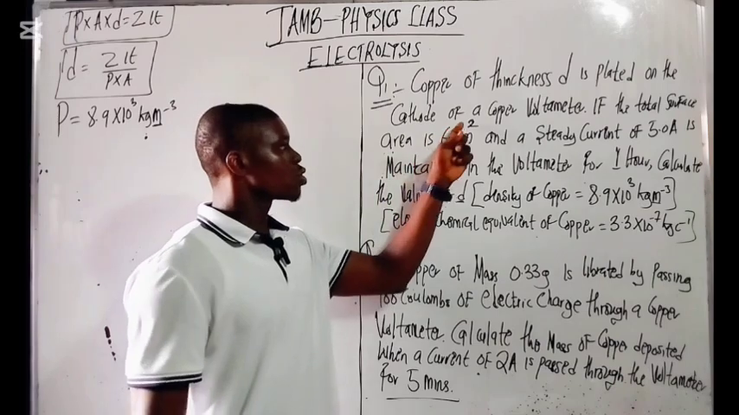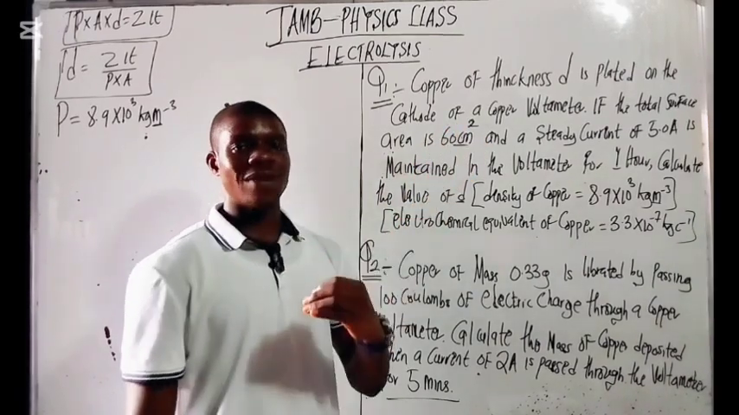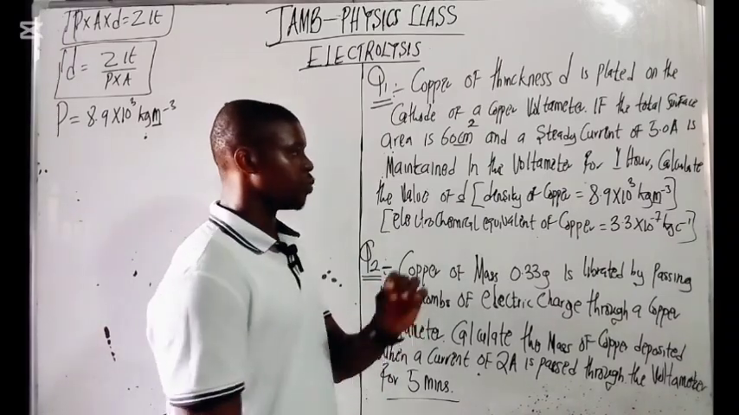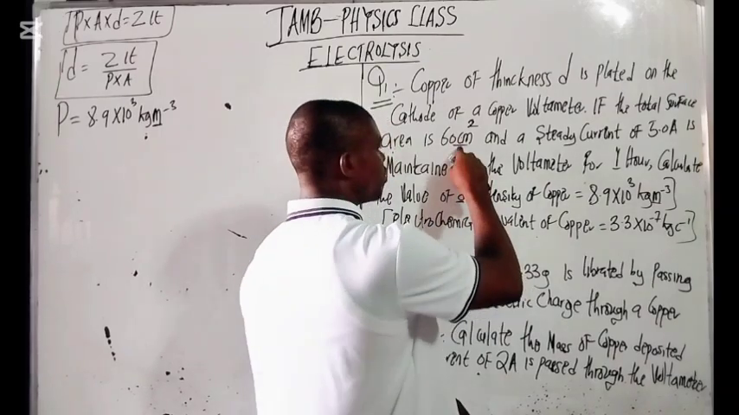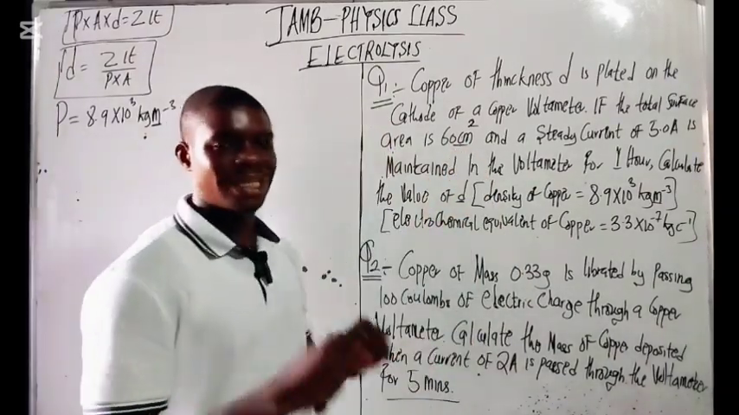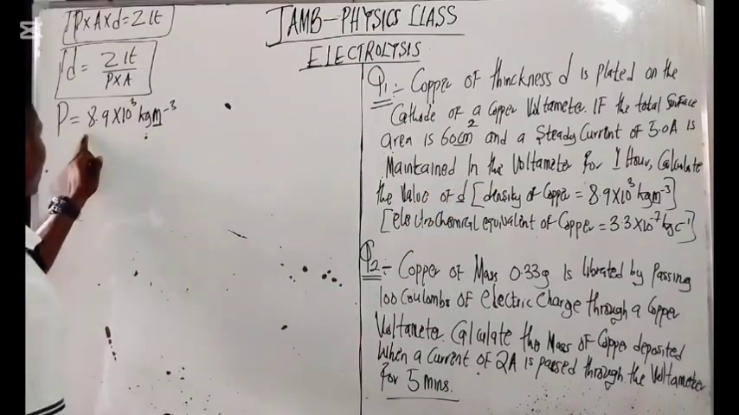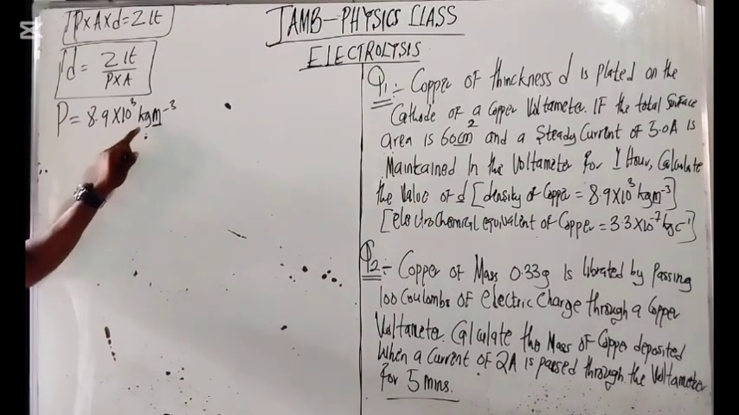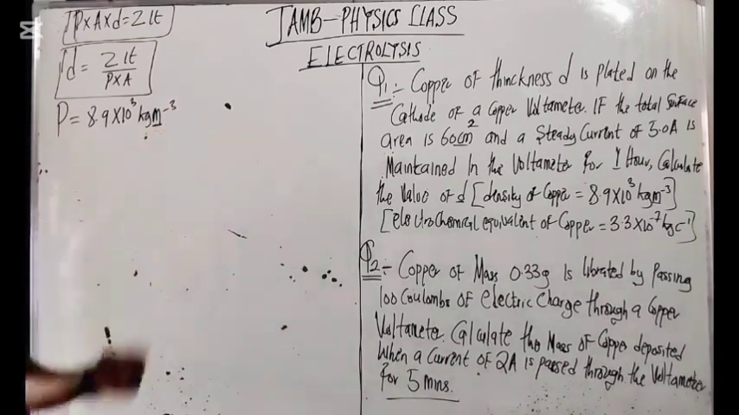This cm squared must be converted to meter squared. I'm going to teach you how to do that, so just pay close attention. Here is meter, here is centimeter, so I have to convert centimeter to meter, but they are all in square. So here we have the density of copper, 8.9 times 10 to the power 3 kg per meter cubed.